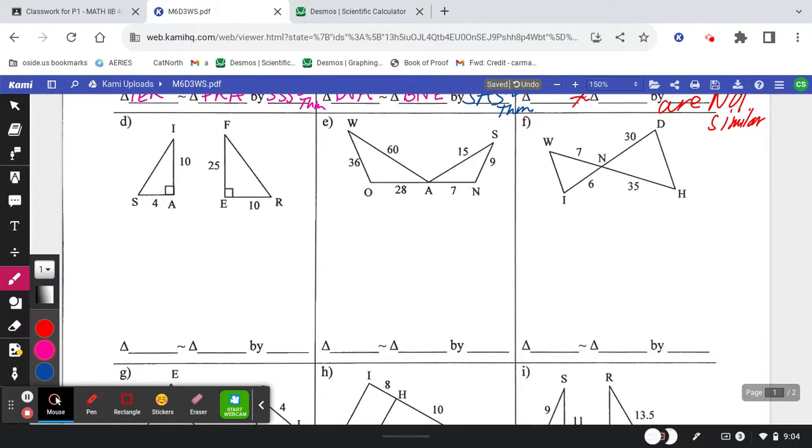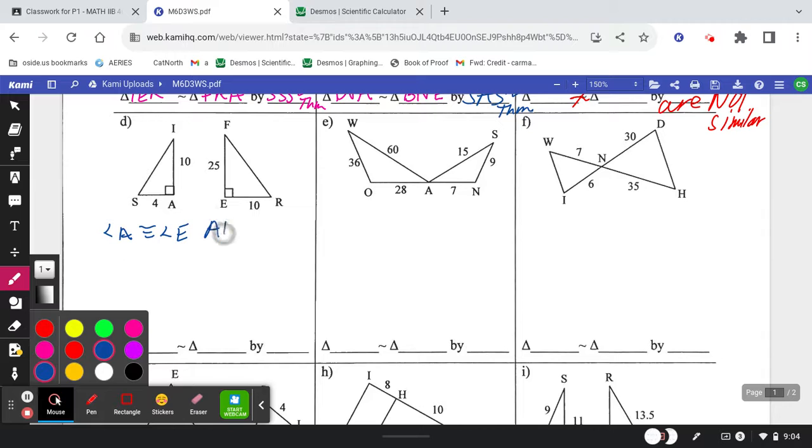Okay, now that we've seen an example of each, let's go through and see what we have here. So I've got angle A congruent to angle E because all right triangles are equal.